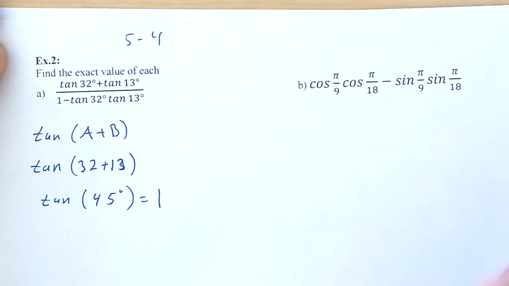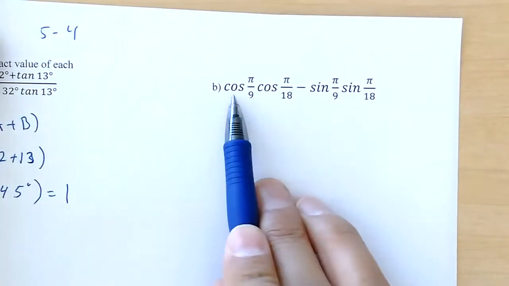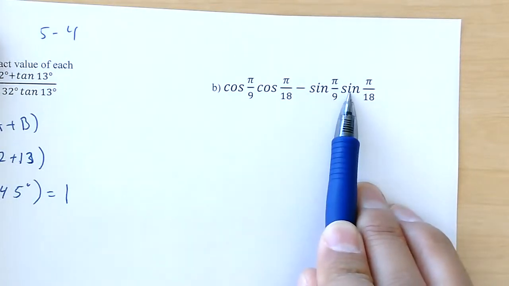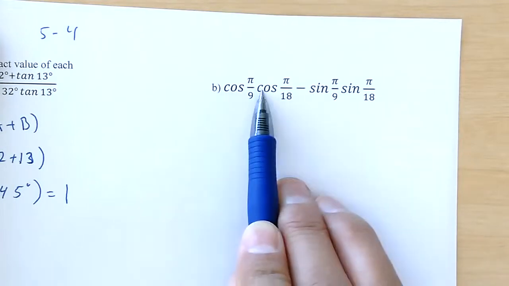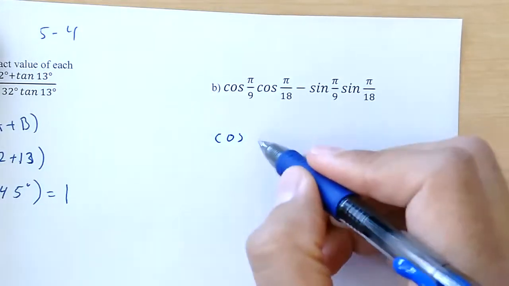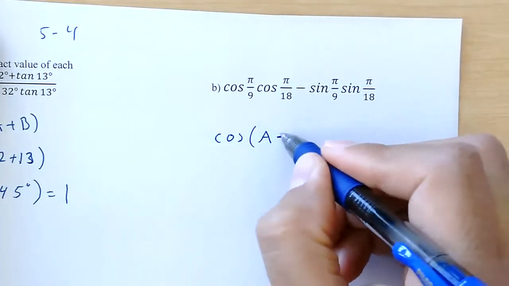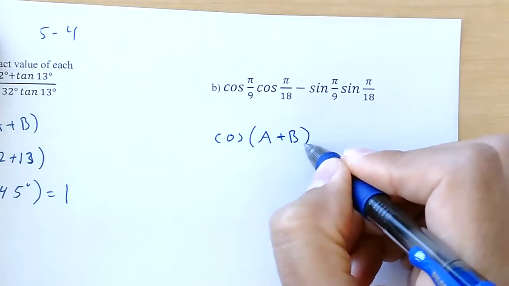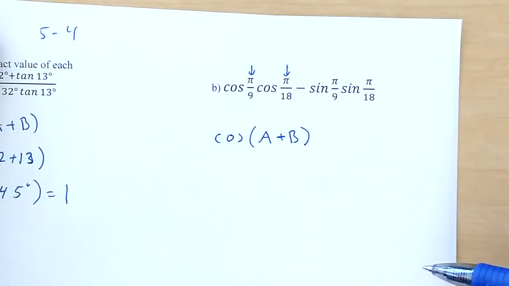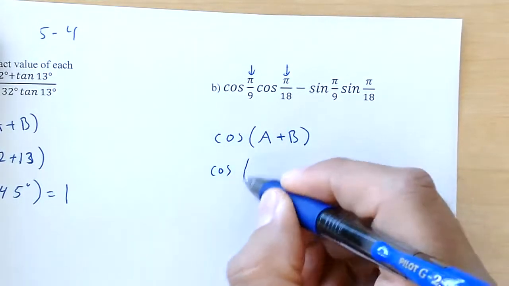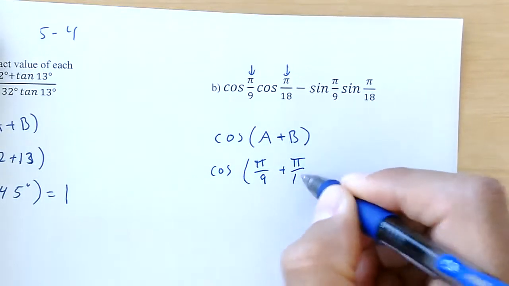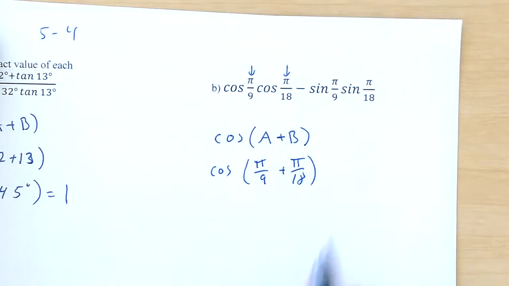Looking at part B. Cosine, cosine, minus sine, sine. Again, looking at that purple paper, cosine, cosine, sine, sine. This is the cosine of A plus B. And so I need to realize that this is the A value and this is the B angle. So I'm really asked to calculate that. And I could add those up.